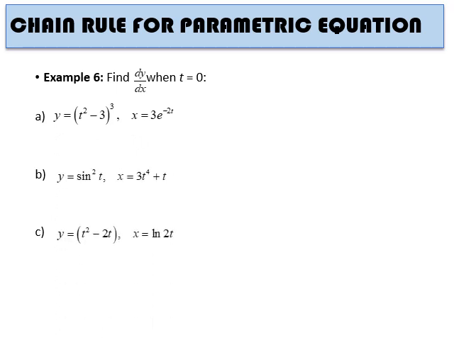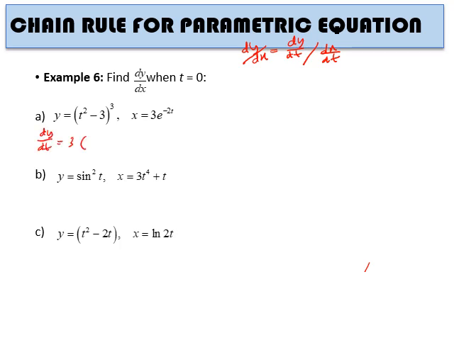Next, let us try to do these 3 examples. The first one, find dy/dx when t equals 0. So now it's given t equals 0, so we need to substitute the value of t after we get the dy/dx. So again, to obtain dy/dx will be dy over dt divided by dx over dt. That's it. So here, find dy over dt first.